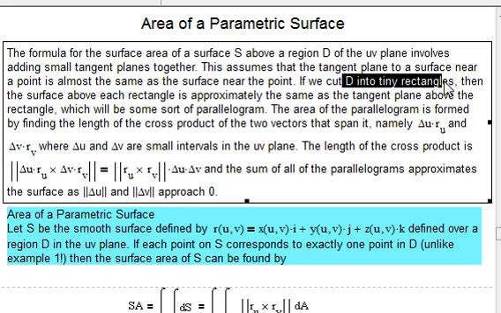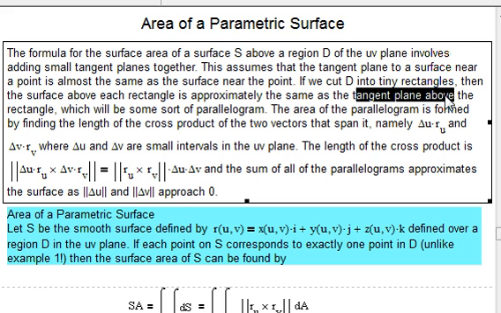So if we cut D into tiny rectangles, wee little rectangles, then the surface above each rectangle is approximately the same as the tangent plane above the rectangle, right? So that's what our hope is, and that will be some sort of a parallelogram, and we're going to add up all those parallelograms as we let the size of the partition approach tiny.